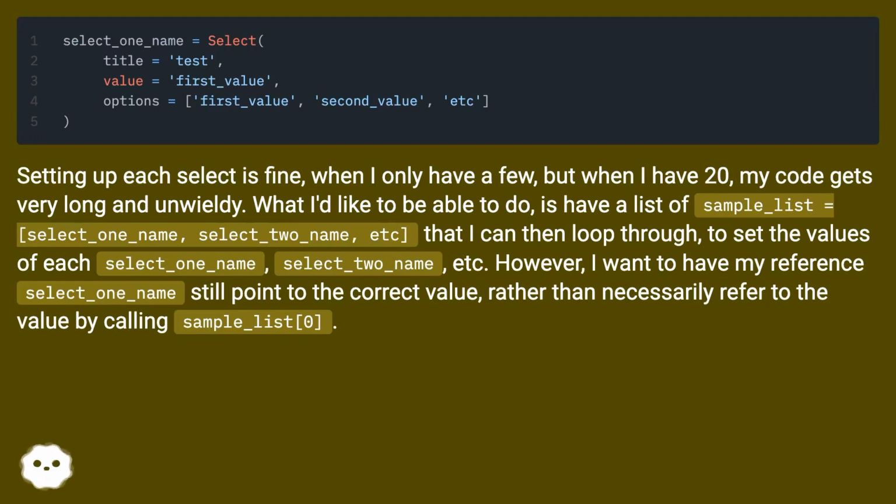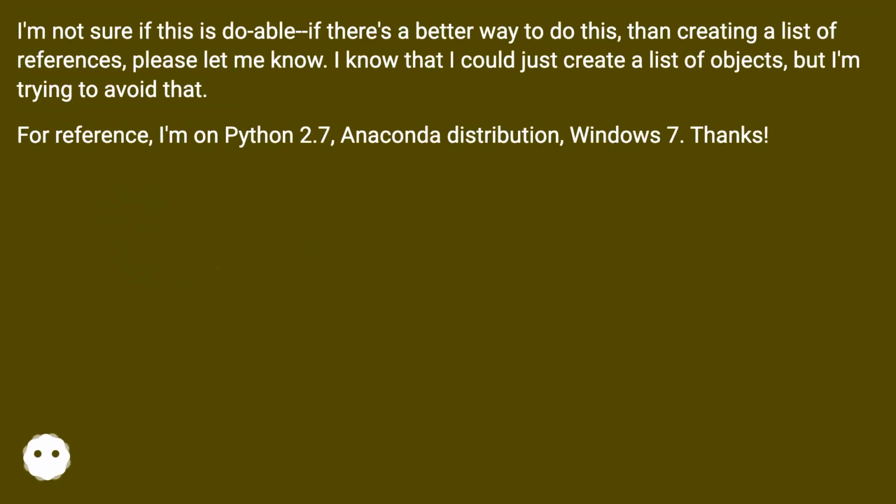However, I want to have my reference select_1_name still point to the correct value, rather than necessarily refer to the value by calling sample_list[0]. I'm not sure if this is doable. If there's a better way to do this than creating a list of references, please let me know. I know that I could just create a list of objects, but I'm trying to avoid that. For reference, I'm on Python 2.7, Anaconda distribution, Windows 7. Thanks.